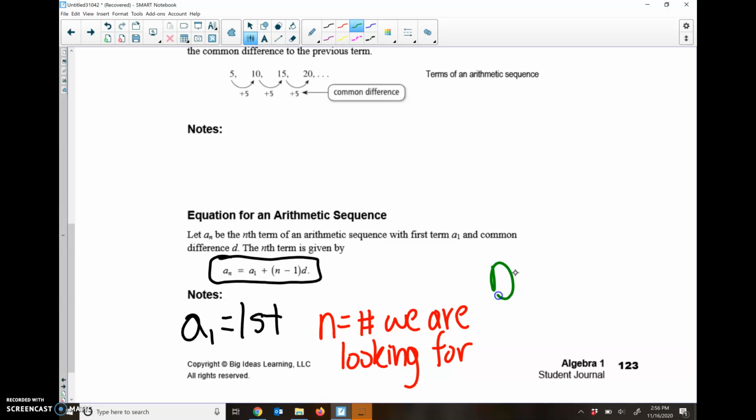And then d is the difference, which is pretty much just the pattern. So what is the pattern? What's it going up or down by?